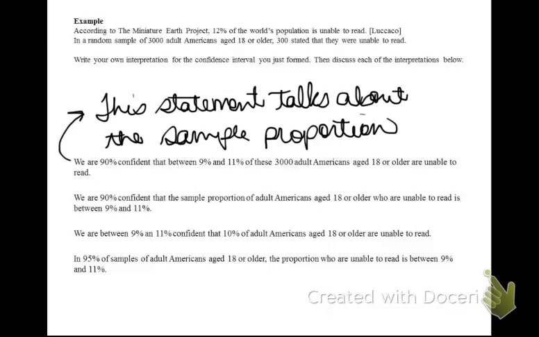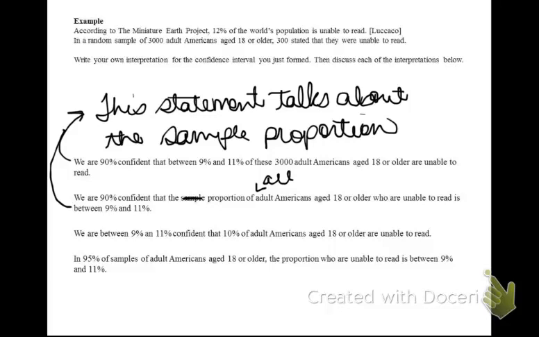In the next statement, it reads that we are 90% confident that the sample proportion of adult Americans aged 18 or older who are unable to read is between 9% and 11%. Again, this statement talks about the sample proportion. It even says the word sample. Instead, it should have read, we are 90% confident that the proportion of all adult Americans. That way it talks about the population proportion. So this one also has the same error.